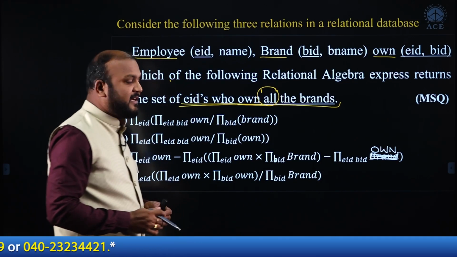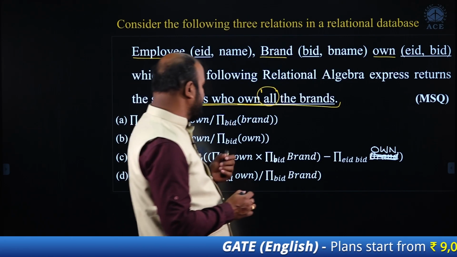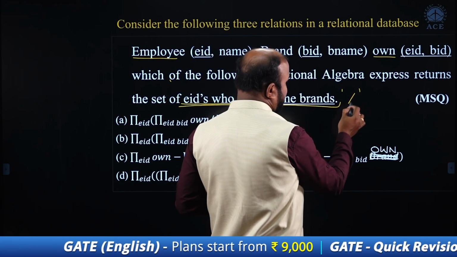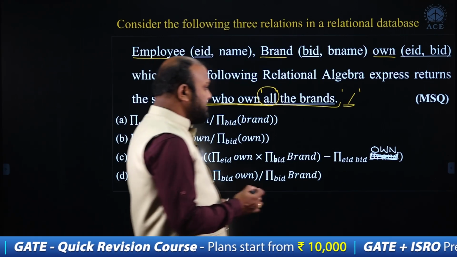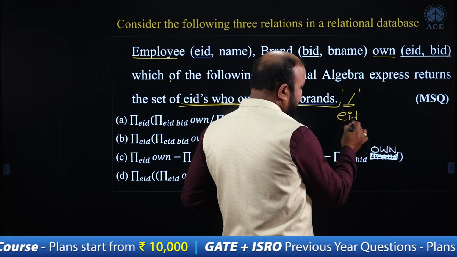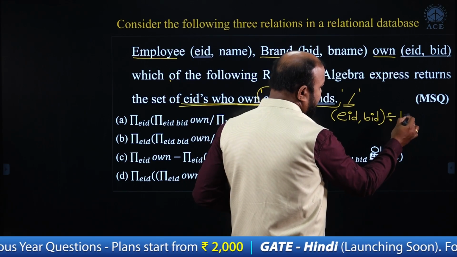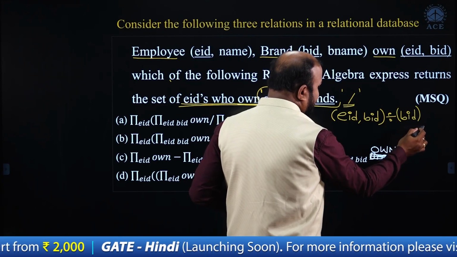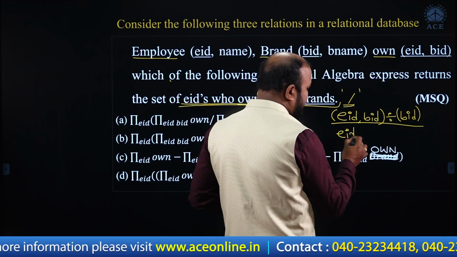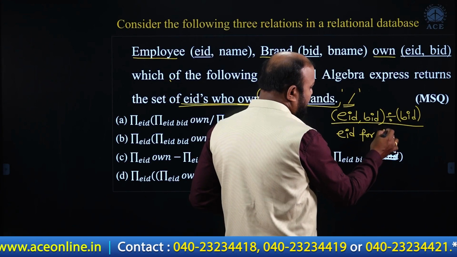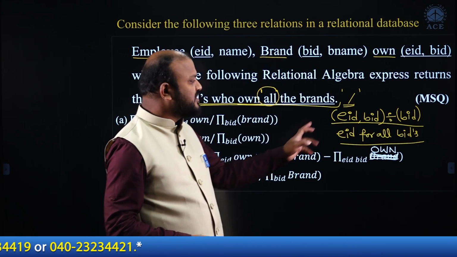Here we have to compare one with all values of the other relation. In algebra, we represent this using the division operator. Now, what will the division operator do? Let us take an example. We have employee ID, brand ID. If it is divided by brand ID, the query EID, BID divided by BID gives you the EID for all BIDs, meaning the employees who own all brands.